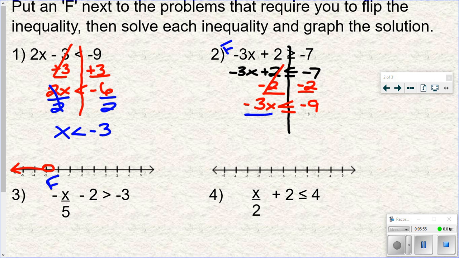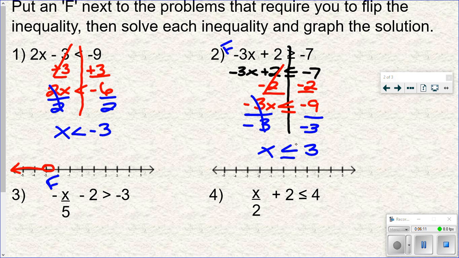Now I see -3 times x, so I'm going to divide by -3. So those will cancel out and make 1. And the answer is x is less than or equal to +3. So let's go ahead and graph the solution.